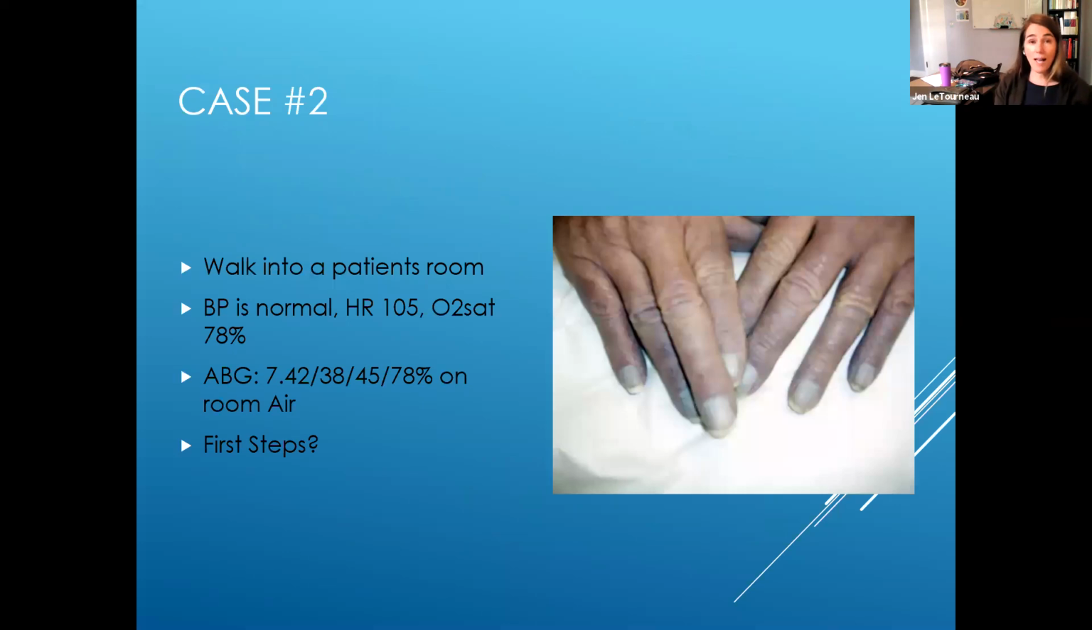All right. So separate case, we'll get back to case number 1, but case number 2, you walk into a patient's room, blood pressure is normal, heart rate is 105, oxygen saturation is 78%. You've got a blood gas that's 7.42, PCO2 38, PaO2 is 45, and they're 78% on room air. So what are your first steps? The ABCs, excellent. Examine patient and chest x-ray. Yeah, those are good thoughts.